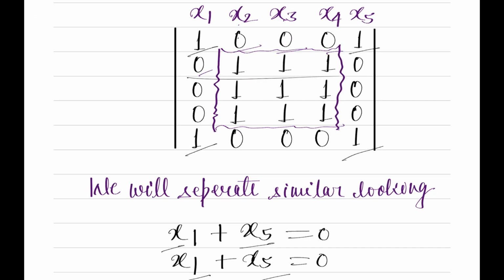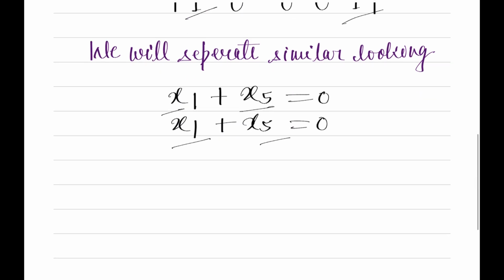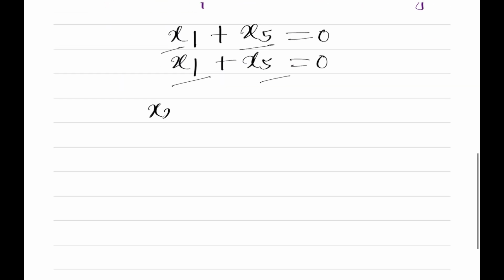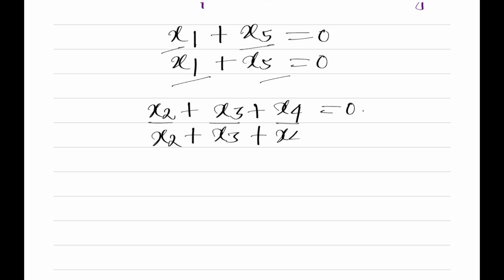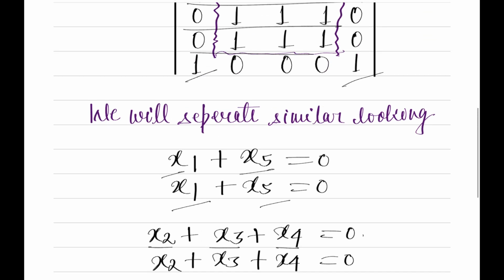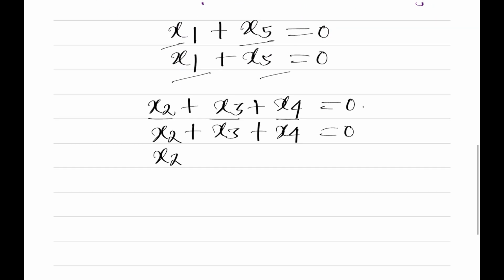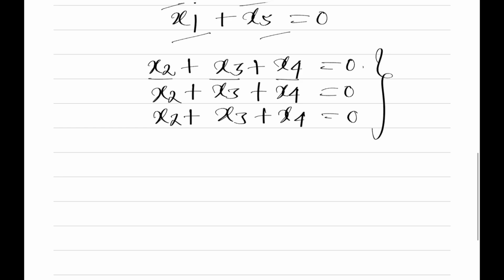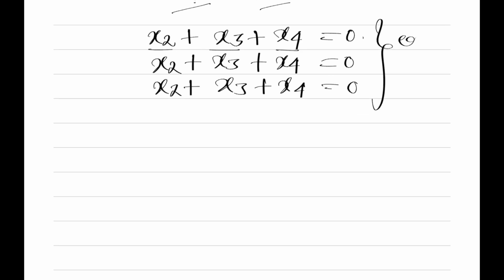Now we have to write row 1, row 2 and row 3. We can write x2 plus x3 plus x4, each has coefficient 1, is equal to 0. We will write the equation x2 plus x3 plus x4, and same here for row 3, x2 plus x3 plus x4 is equal to 0. We have written this in our equation form.